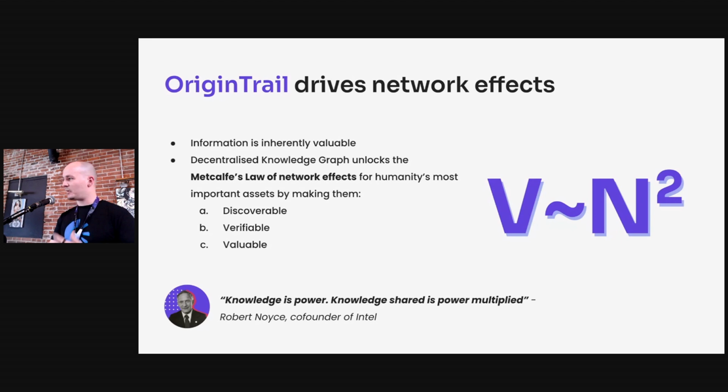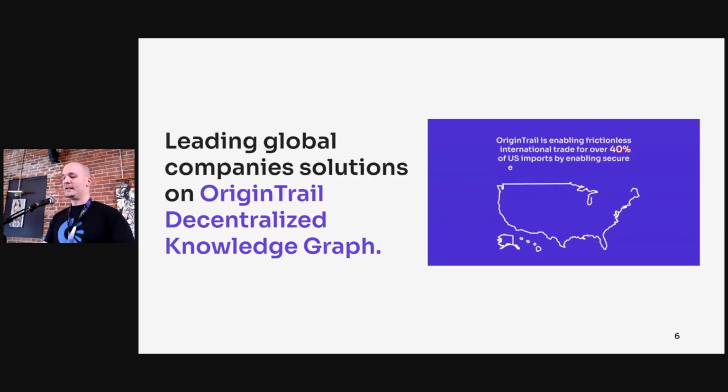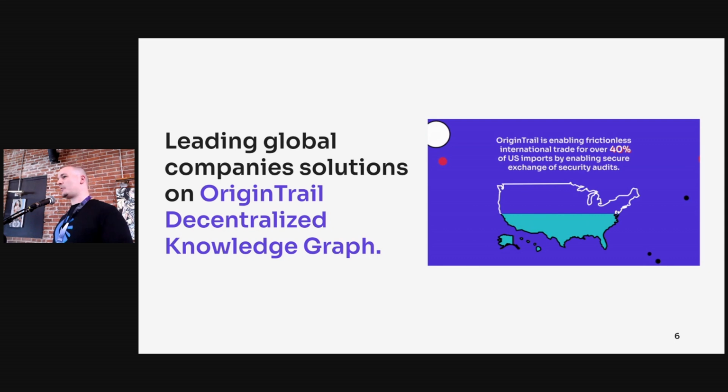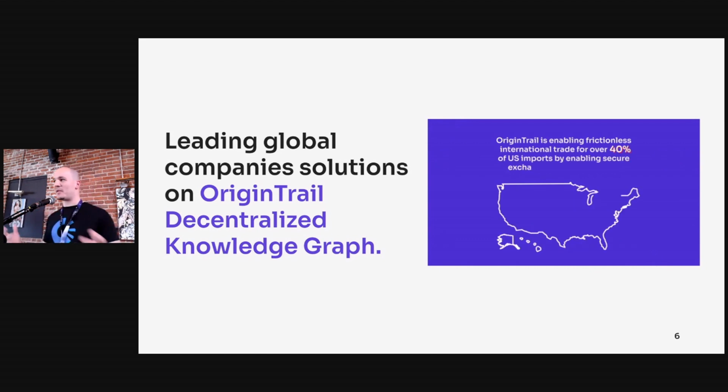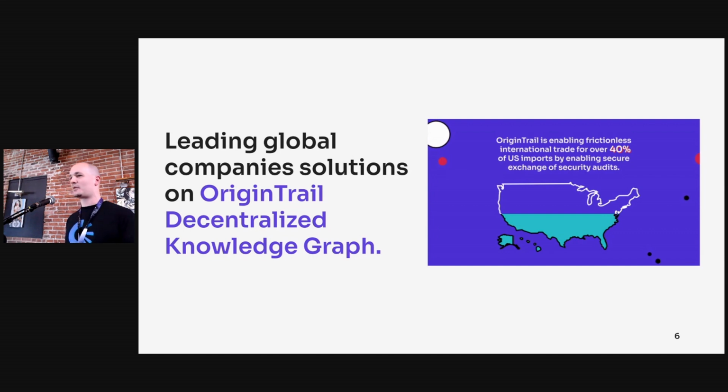All right, just a little bit more info about OriginTrail. What I'm speaking about today is not just something to be built. It's actually already in use, and there's quite a few global companies using OriginTrail. Actually, in the US, over 40% of imports are being secured by audits that are being exchanged by the biggest retailers here. So Walmart, Costco, Home Depot, Walt Disney, pretty much you name them, whichever you pick, there will be at some point querying the knowledge graph for security audits of around 10,000 factories globally.